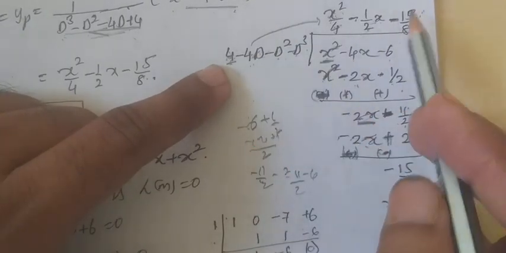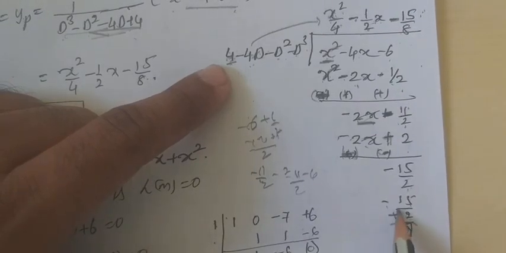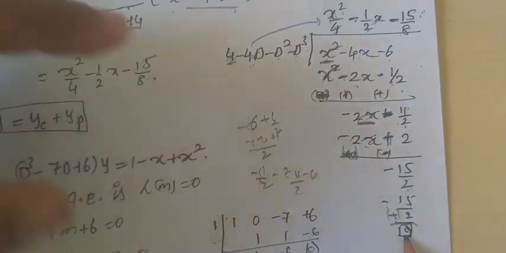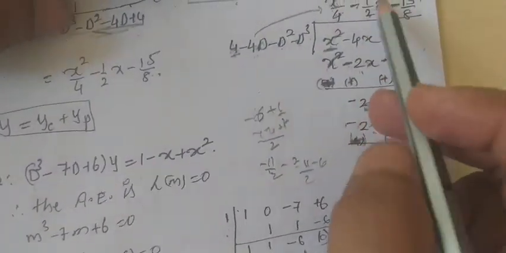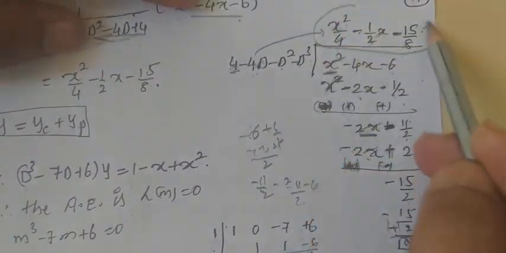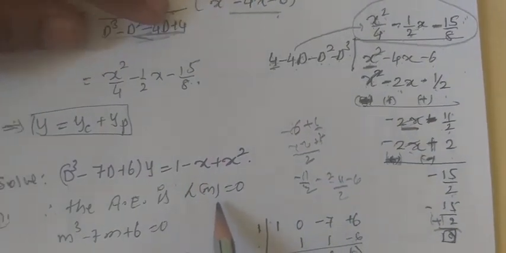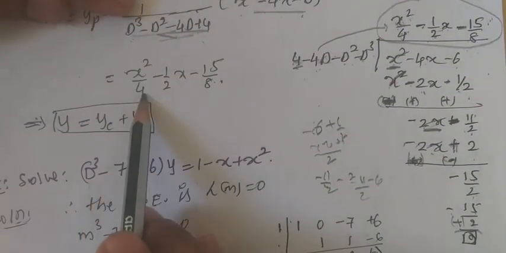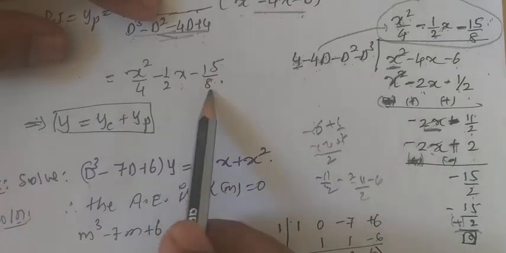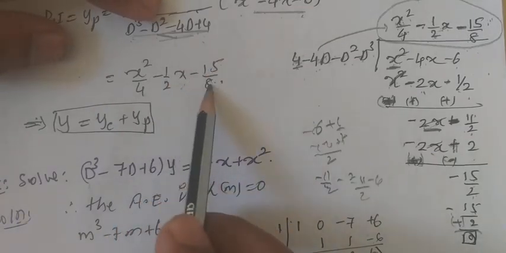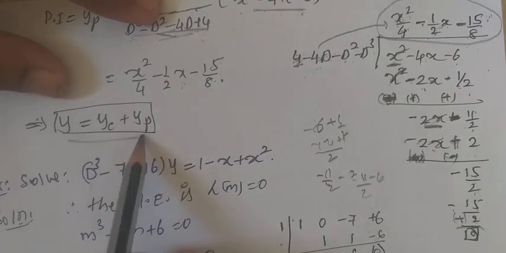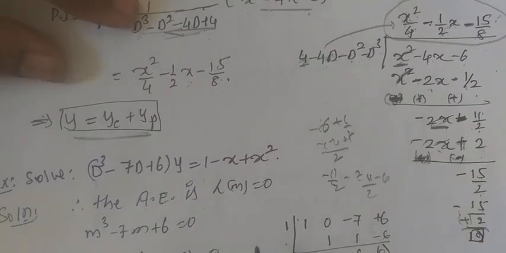Then if you operate this, that will become 0, so nothing to worry about that. Then this becomes plus after subtraction, so this and this get cancelled, so the remainder is 0. Therefore whatever you got here becomes the particular integral. Therefore the required PI is x square by 4 minus 1 by 2 x minus 15 by 8. Therefore the general solution is yc plus yp.